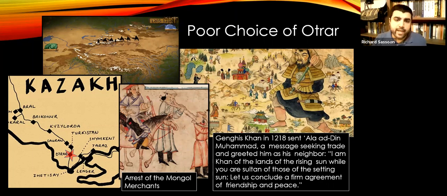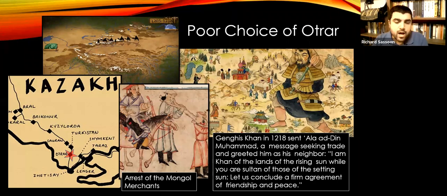When the delegation arrived in Otrar, Genghis Khan brought a message with him, right? He said, "I am the Khan of the lands of the rising sun, while you are the Sultan of those of the setting sun. Let us conclude a firm agreement of friendship and peace." And from all the sources we have, it seems like it was the Mongols' intention to have a peaceful relationship with the Khwarezmian Shah. Now, Inalchuk, the governor of Otrar, refused this, and he confiscated the wares from the merchants and imprisoned them.